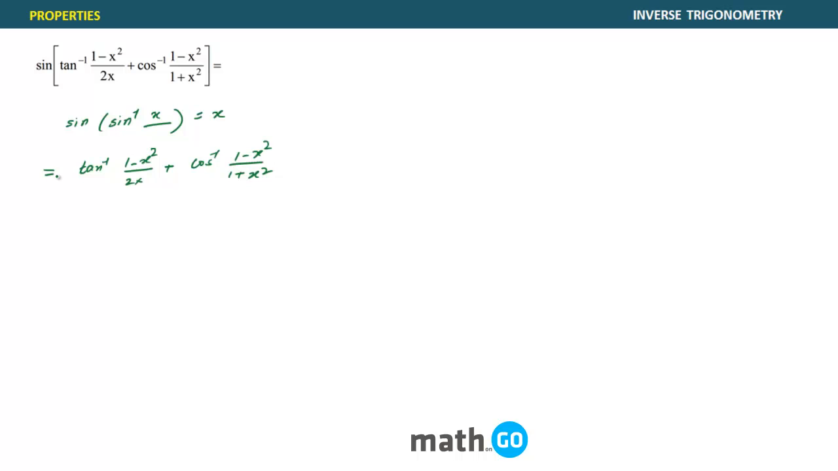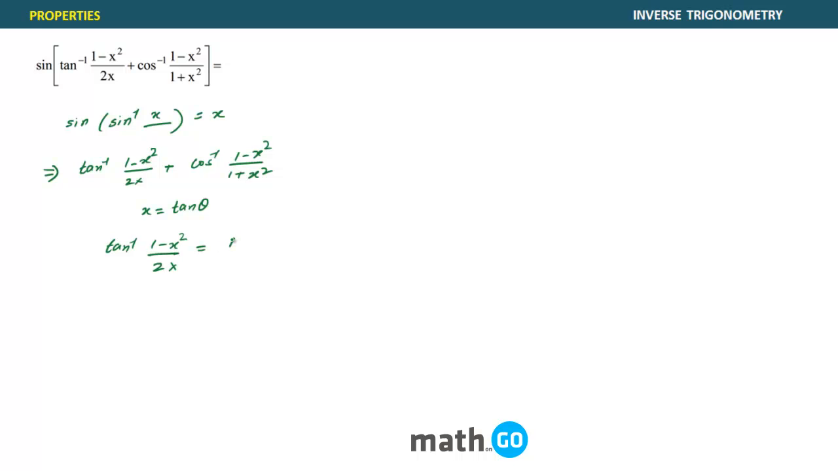So how do you simplify this? We can easily see this particular formula, that if you start putting x equal to tan theta, what will be the value? Let's see what this all will become. So this will be 1 minus x square by 2x.